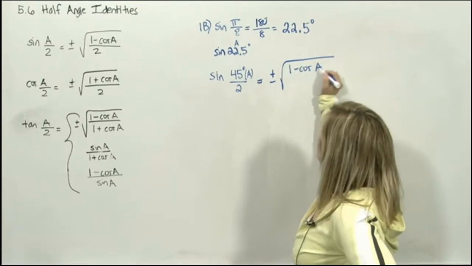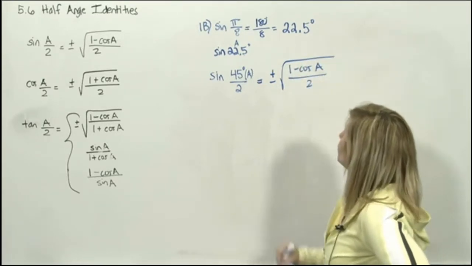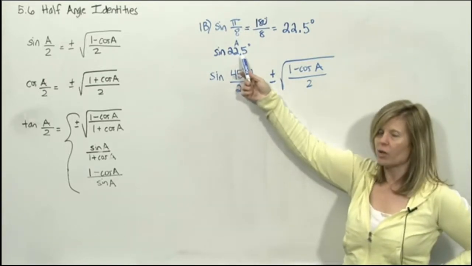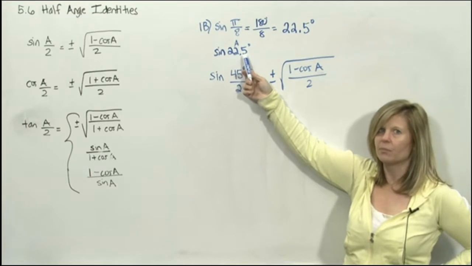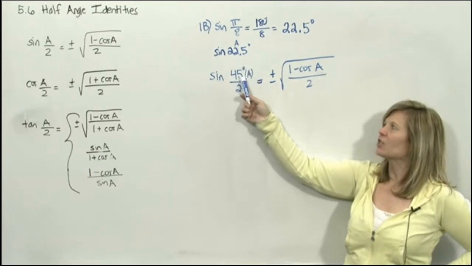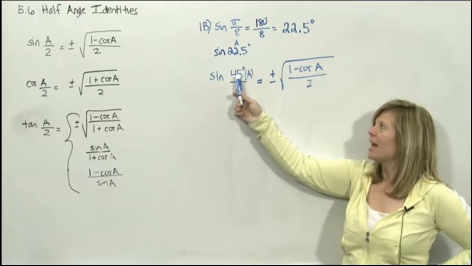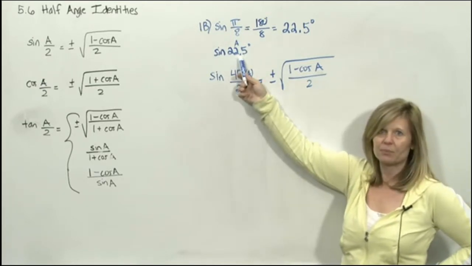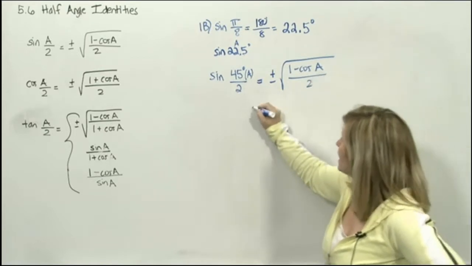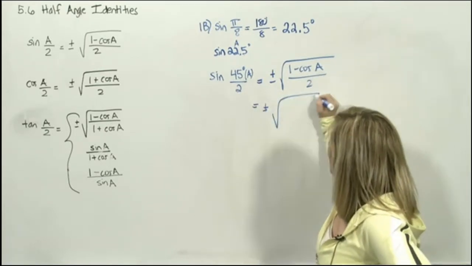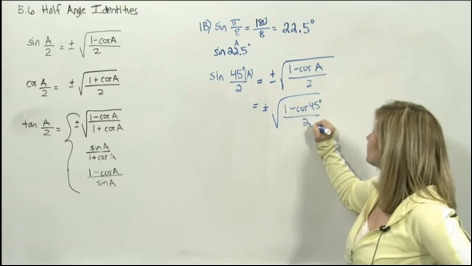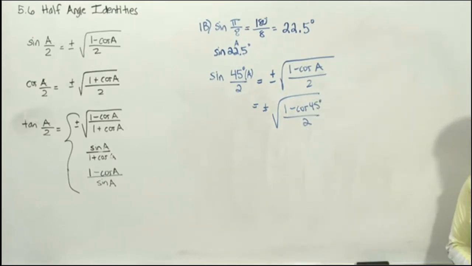Our identity says the square root of 1 minus cosine A over 2. So what you've done, guys, is angle A is no longer the 22 and a half degrees you cannot look up. You're saying angle A is 45 degrees. Because if you take angle A 45 and you divide it by 2, you'll get back to this. So I'm going to replace in this identity angle A, which I now know is 45 degrees. You all agree with me?